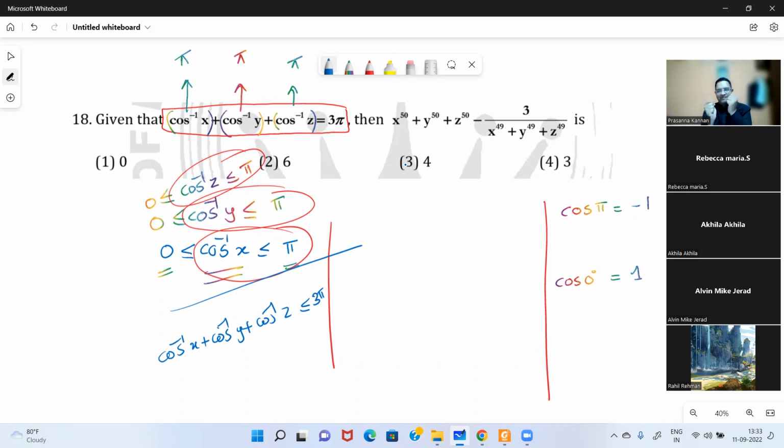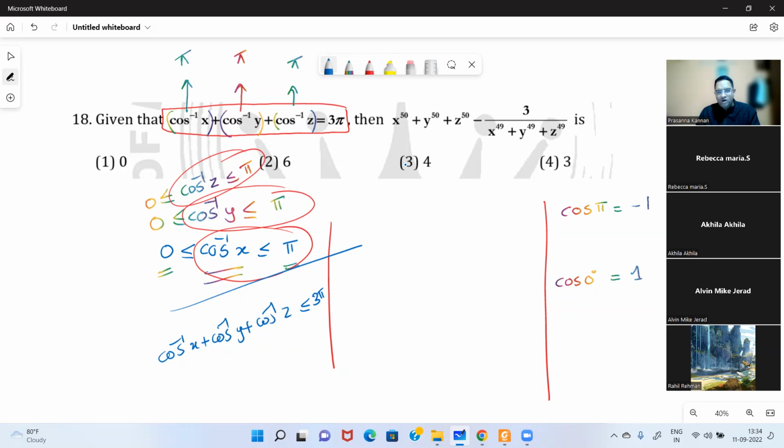If in my hand I am having 3,000 rupees, then what is the meaning? Each of you must have had the maximum value that you could have, correct or not? Everyone should be 1,000. Otherwise, it won't add up to 3,000, correct or not? Even if one of you has less than 1,000 rupees, then it won't add to 3,000, right? The answer will be less than 3,000, correct or not?